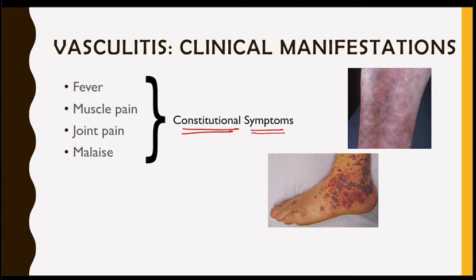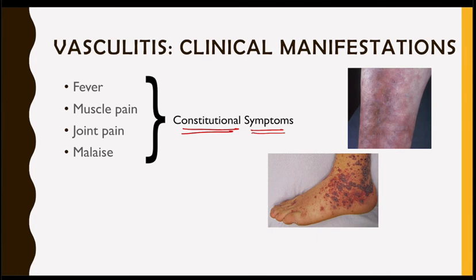The expression constitutional symptoms is a group of symptoms that can affect many different systems of the body. They are common symptoms when something is going wrong in the body. They are a group of symptoms that often come together and tell you something systemic is going wrong in the body. Fever, muscle pain, joint pain, malaise: constitutional symptoms.